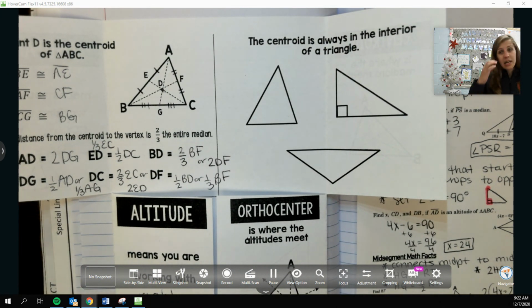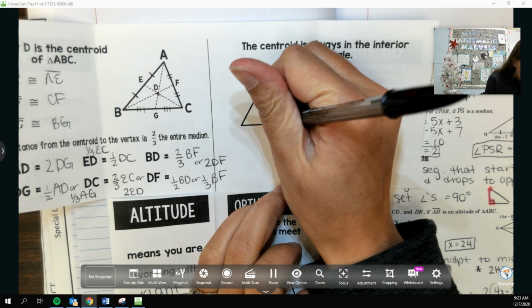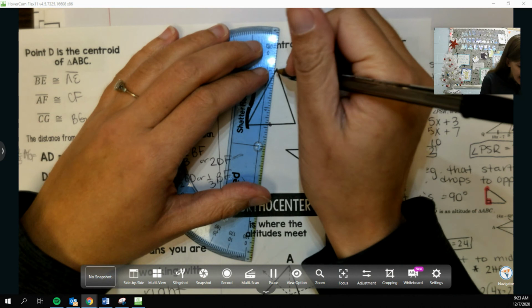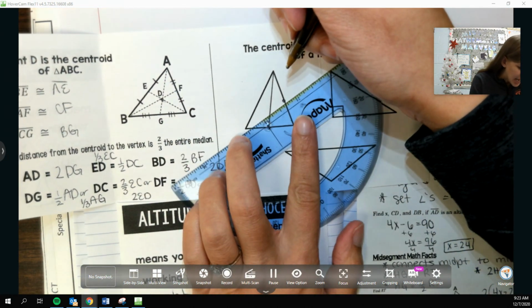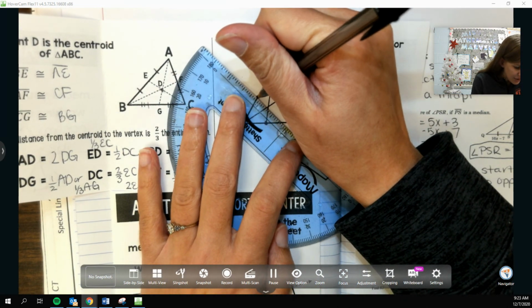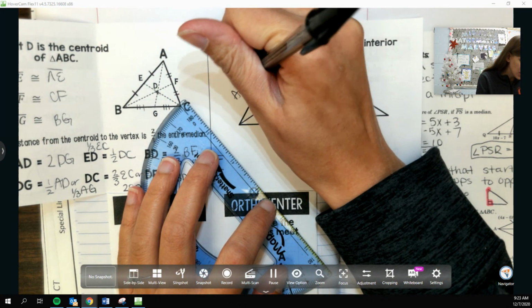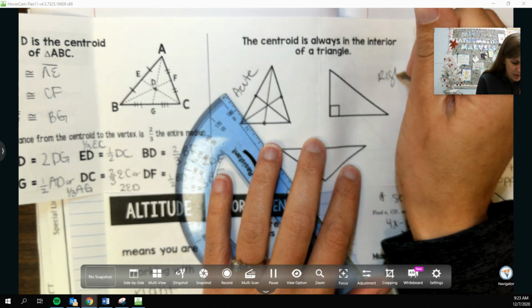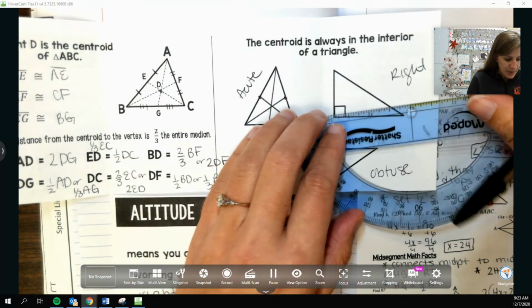No matter what, the centroid will always be inside the triangle, kind of like the incenter, because of how it's drawn. I have to draw median to angle, like I have to connect them. And because I'm always connecting things inside of the triangle, the centroid has to be inside. So whether your triangle is acute, right, or obtuse, your centroid will always be inside.